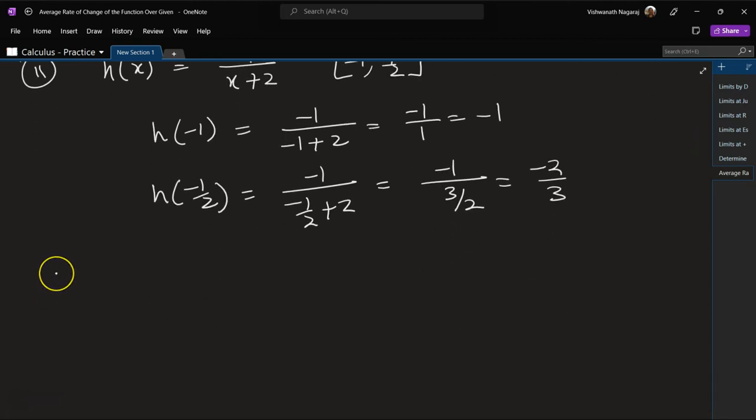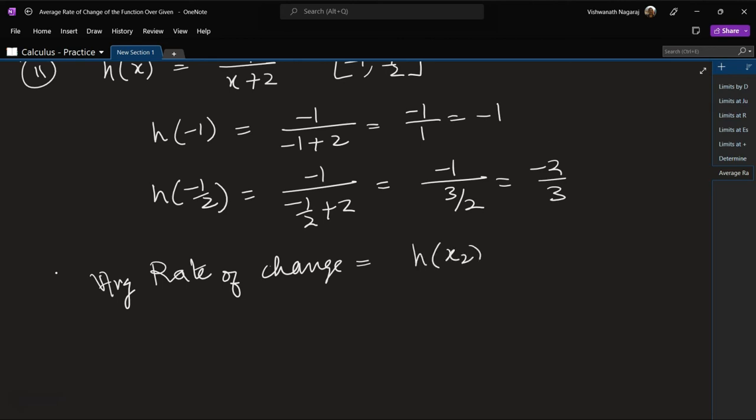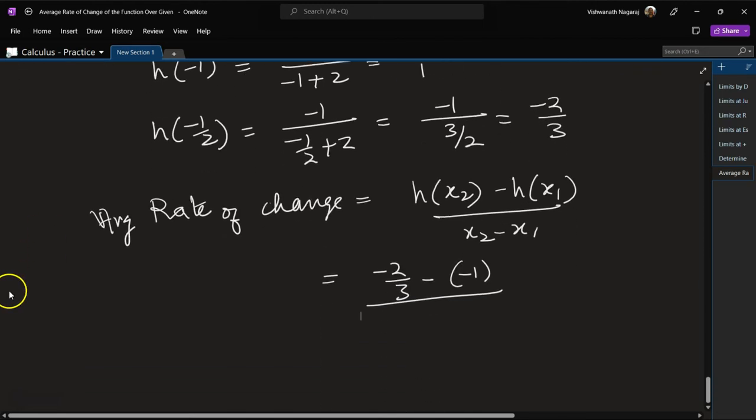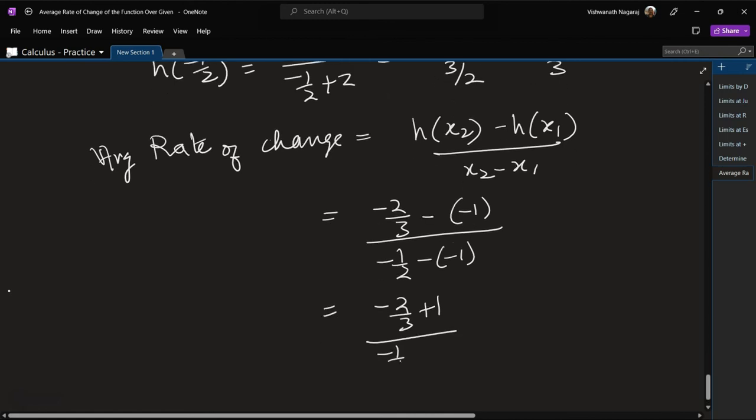Okay. Now the average rate of change is equal to h of x2 minus h of x1 by x2 minus x1. So this would be minus 2 by 3 minus minus 1 by, this is minus half, minus 1. So this would be minus 2 by 3 plus 1 by minus half plus 1.